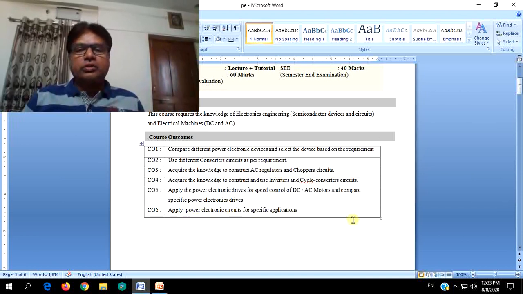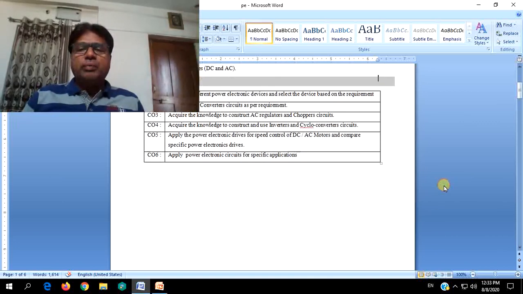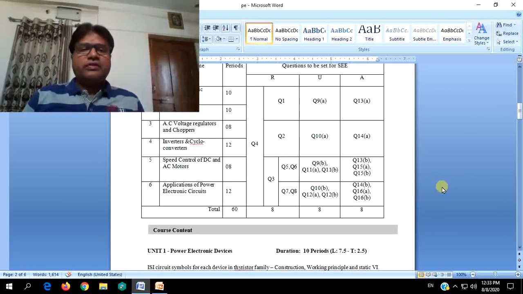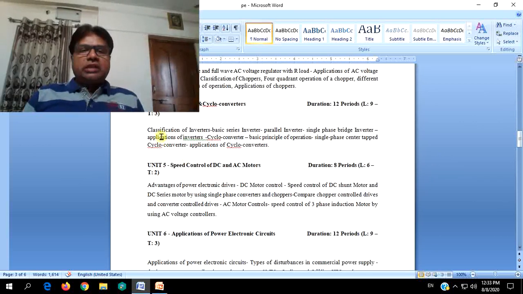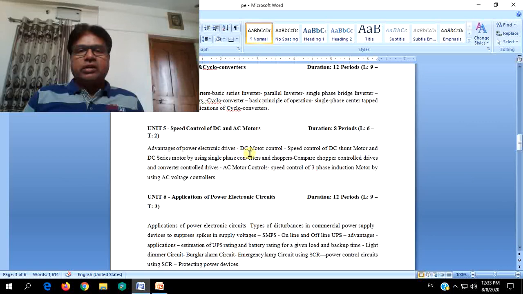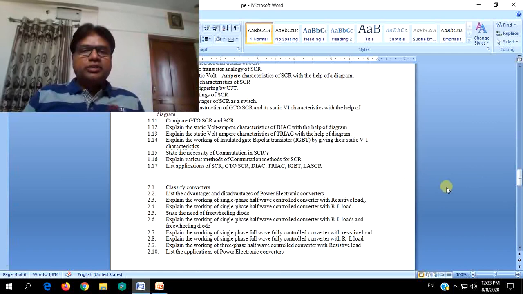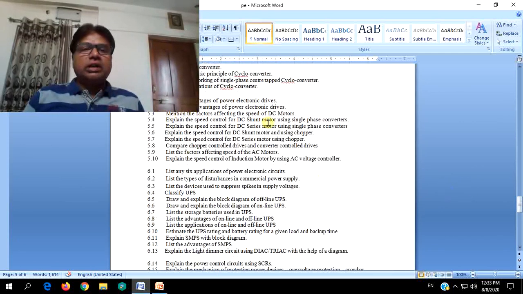Again, 6th unit will also comprise the typical application, where we will be using the concepts of power electronic converters for different power electronic circuits other than the speed control. So the units 5 and 6 comprise of application of first 4 units. The 5th unit is speed control of DC and AC motors, which we are going to discuss now in this session. It is advantages of power electronic drives. What are those drives? DC motor control, speed control of DC shunt motor. Again, the specific objectives are listed like this.